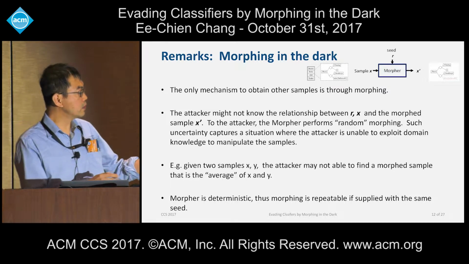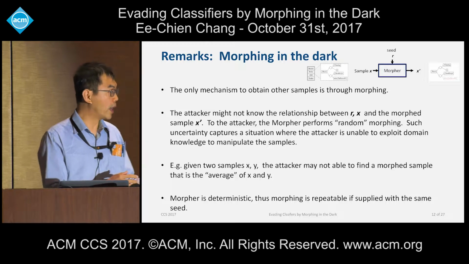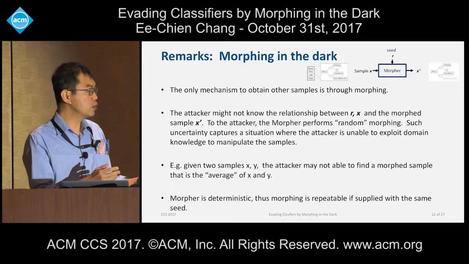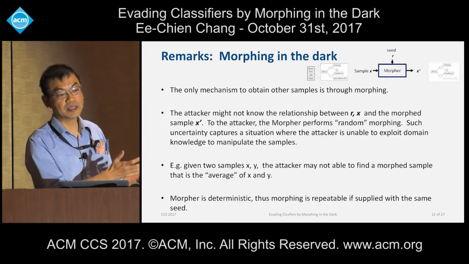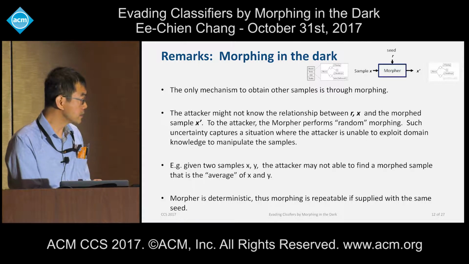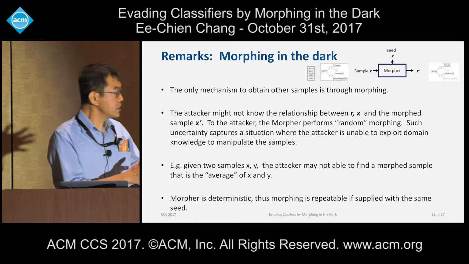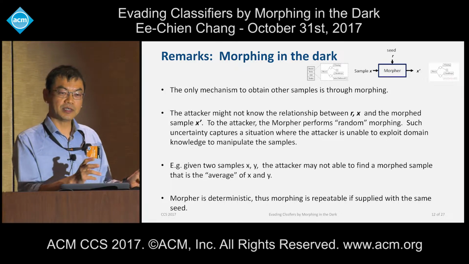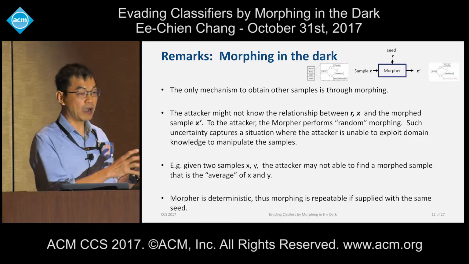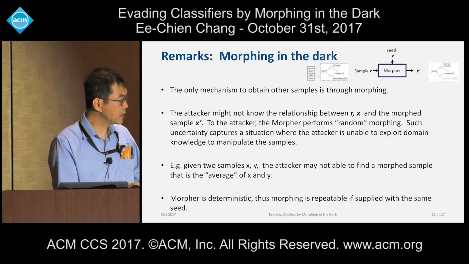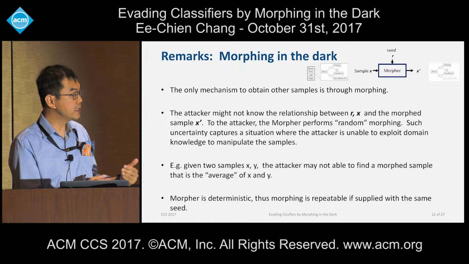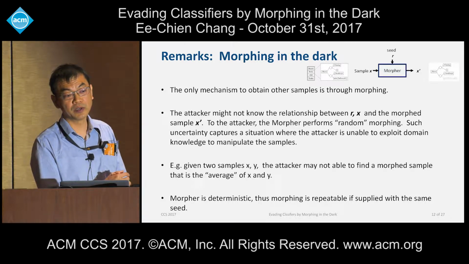So by that, given two samples X and Y, it's not clear that we can use a morpher to find the average of X and Y. Although we say to the attacker the morphing is random, the morpher algorithm is deterministic. Thus, the morphing is repeatable if we supply it with the same sequence of seeds.